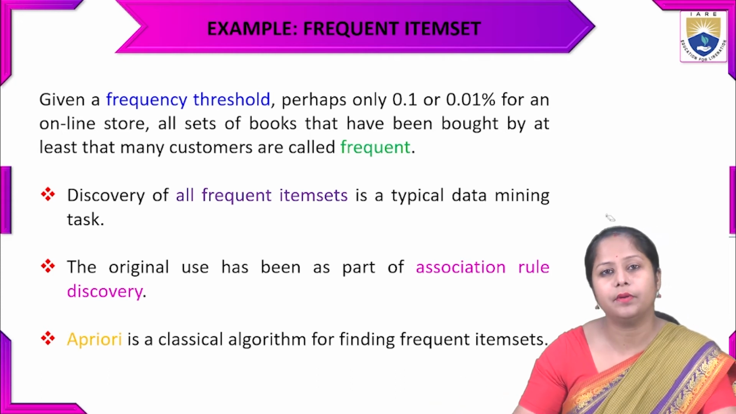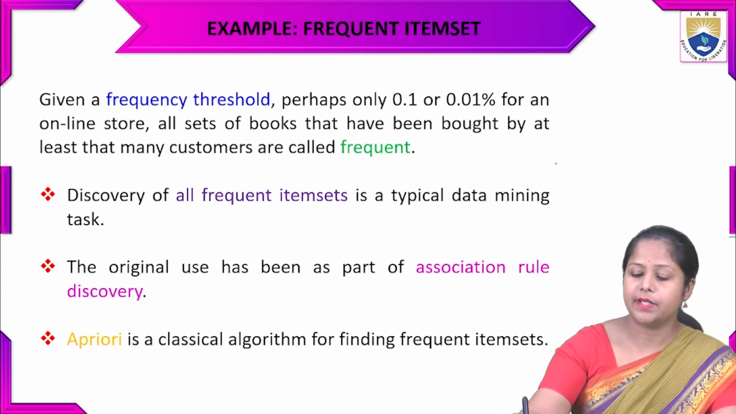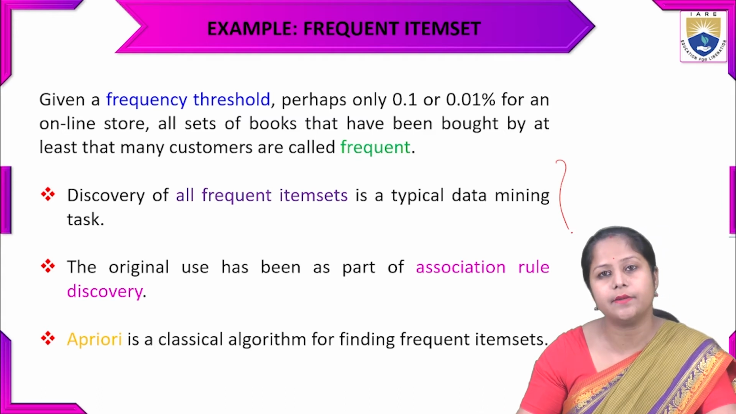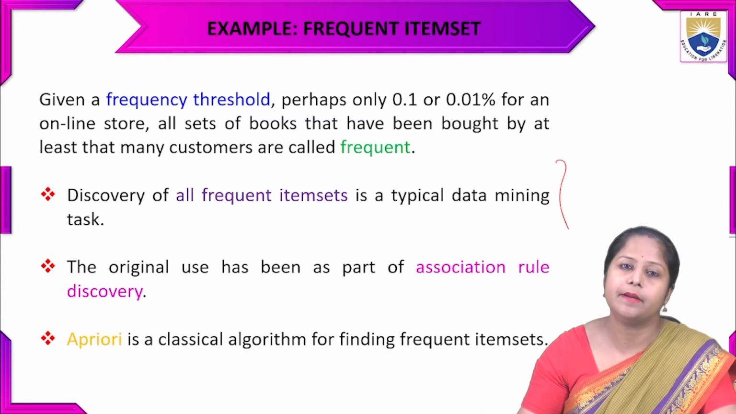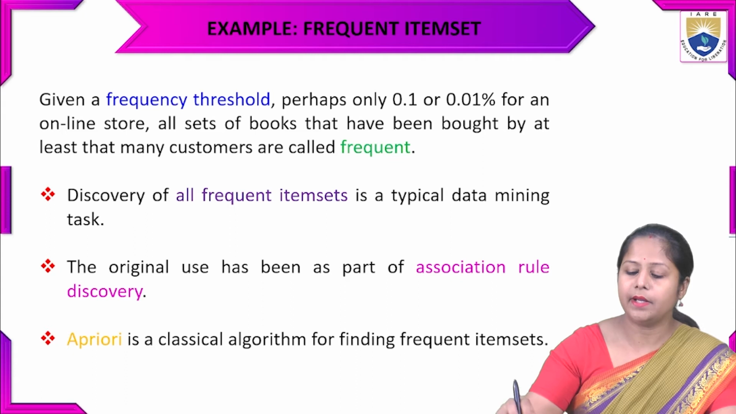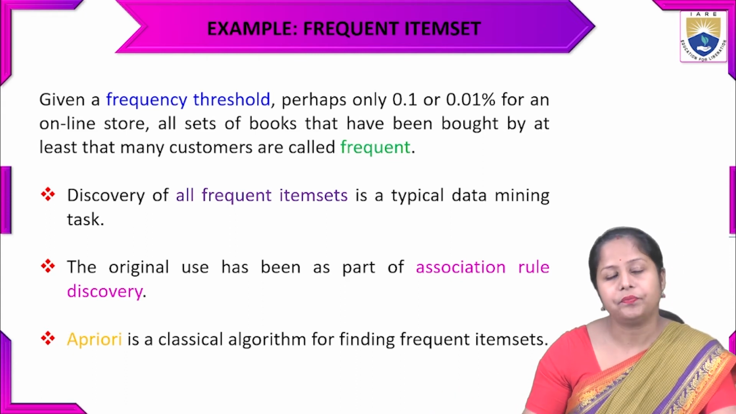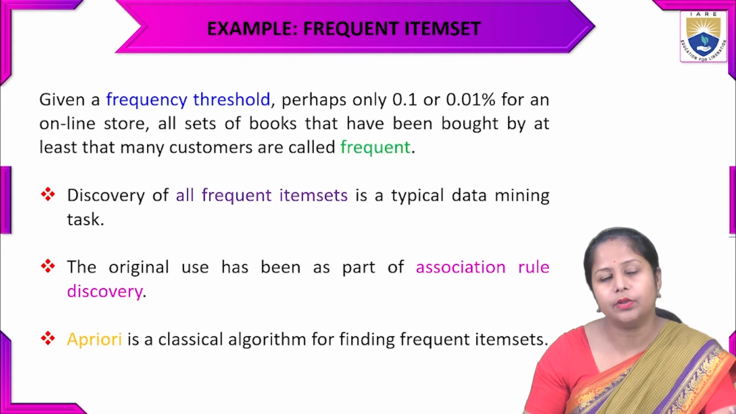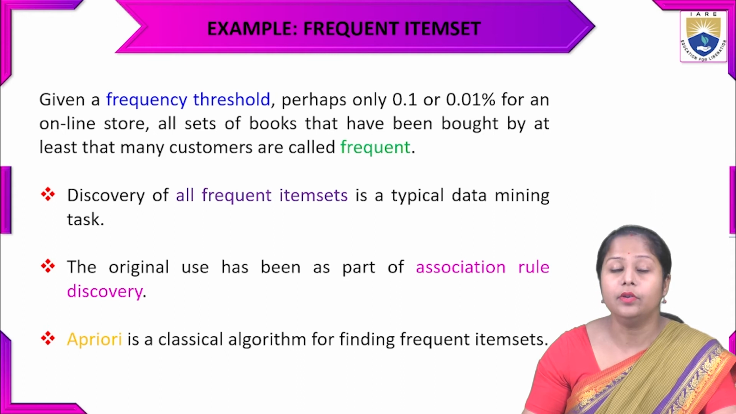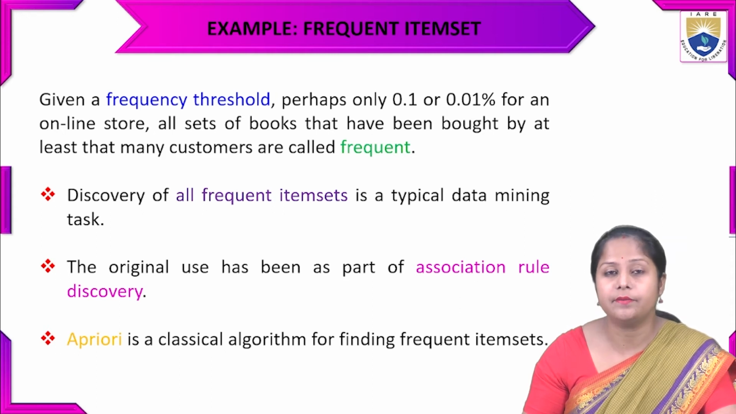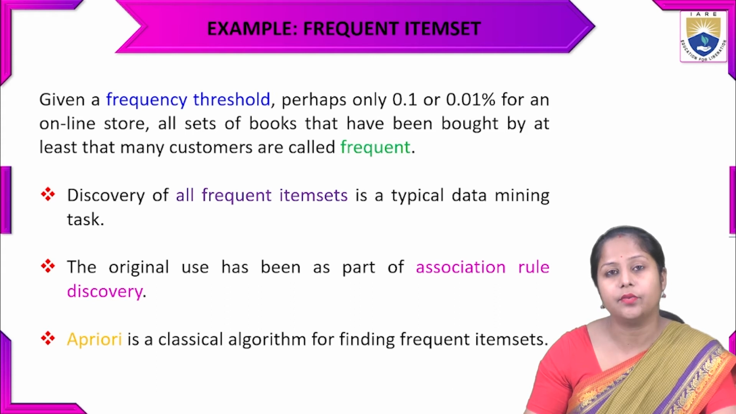They are going to purchase at least the same book frequently. So the discovery of all the frequent item sets is a typical data mining task. Before going to the data mining, we should know what the different rules are. So we are checking the frequent item set generation rule for the transactions in the database.